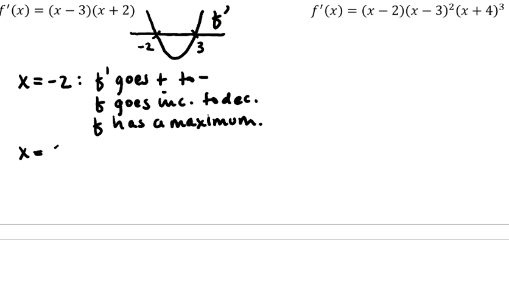And then you could say at x equals positive 3, f goes from decreasing to increasing, therefore it's a relative minimum.